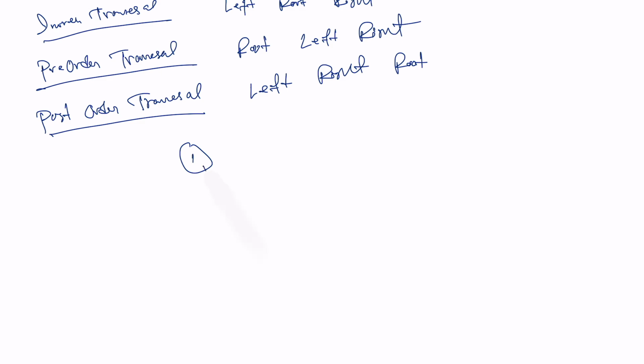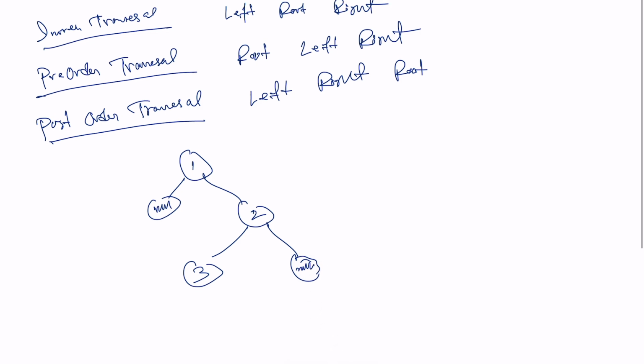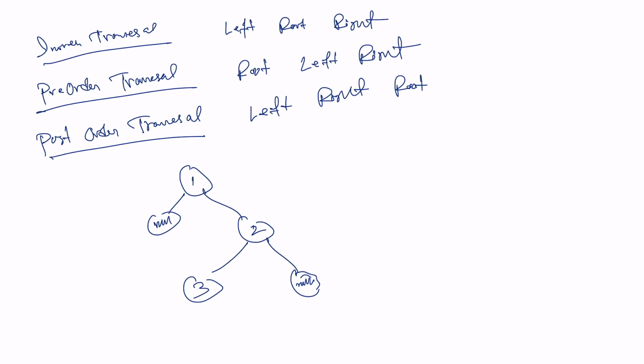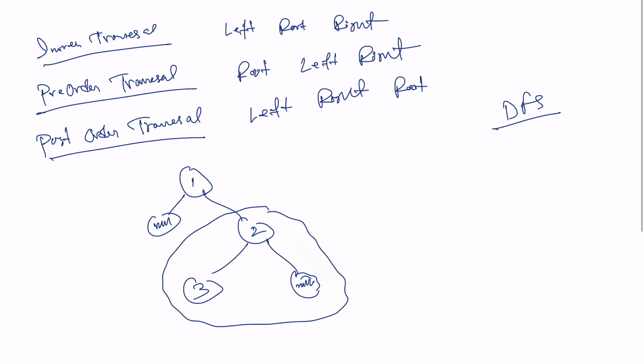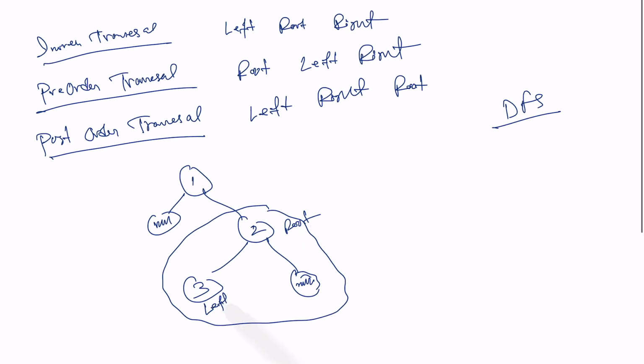So we'll have 1, 2, 3. And just for our understanding, let's imagine this is null, this is null. For this traversal generally we take DFS, depth first search, so we'll be going depth wise. While going to depth, let's take this as a subtree. So this is root, this is left, this is right.